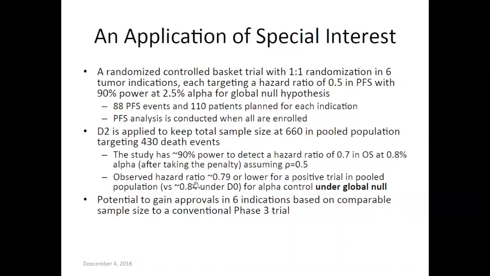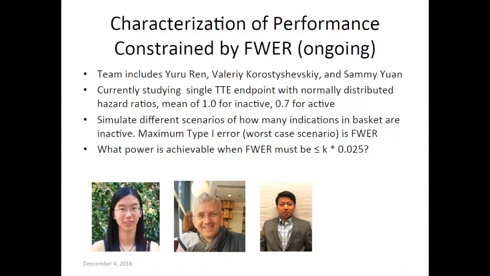And we are operating under a nominal alpha of 0.8% rather than 2.5%, but it gets inflated up to 2.5%. And we have the potential to gain six approvals based on a comparable sample size to a conventional phase three trial. Now, the question is, what if, despite everything I said, the health authorities insist on controlling the family-wise error rate? And what would that do to your power if you had to control that?